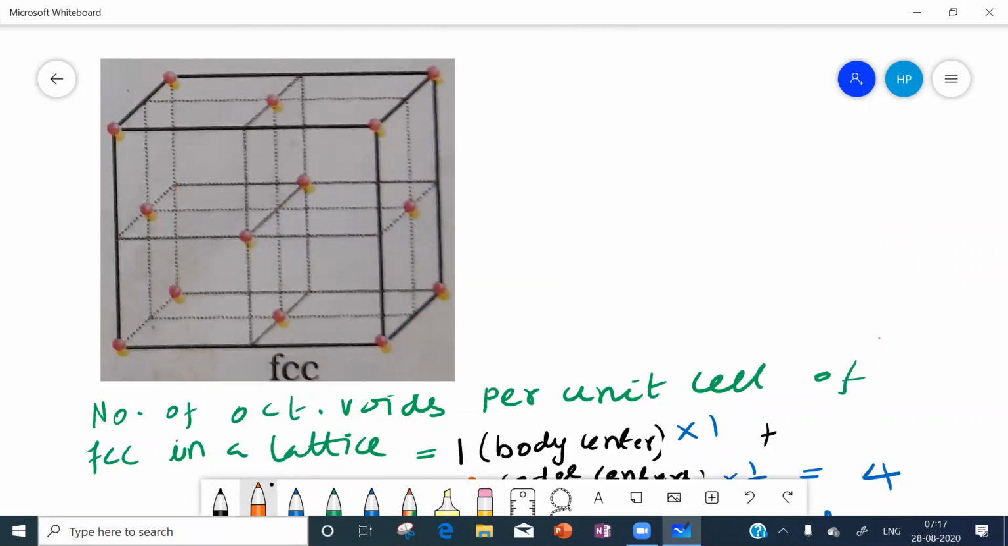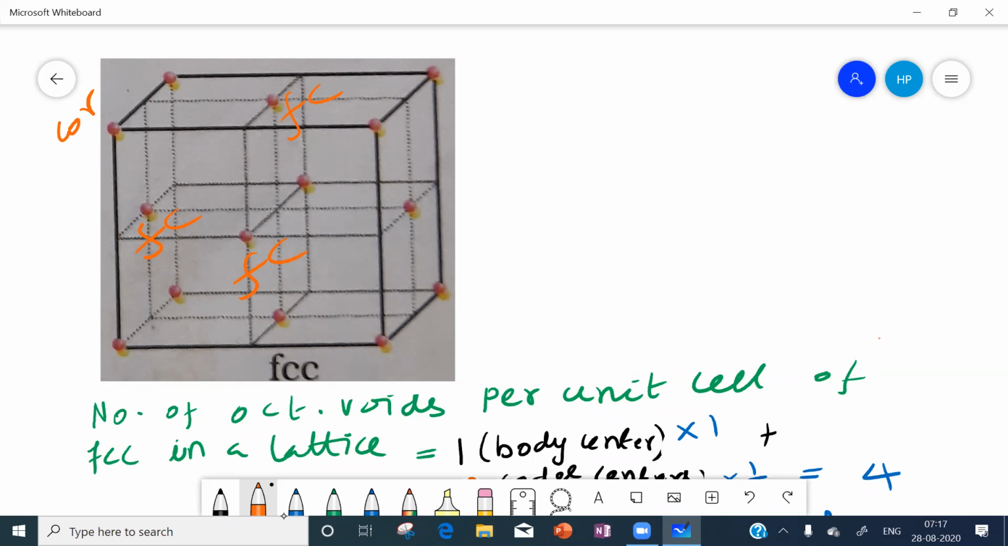To see the tetrahedral void, consider one corner and 3 face centers. Let us consider this is the corner, and this, this and this are face centers. For this corner, the neighboring face centers you have to consider: the top face center, the front face center, and the left side face center.